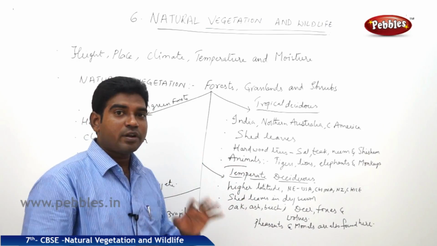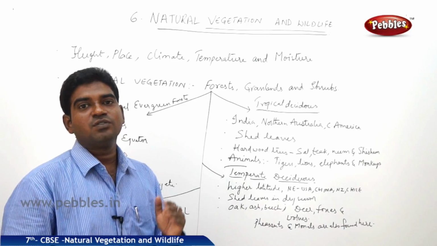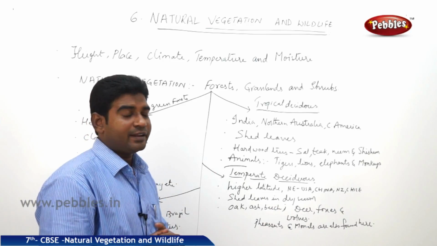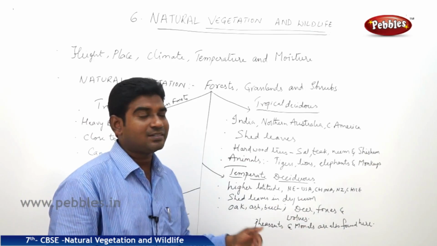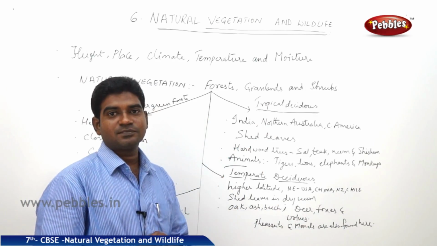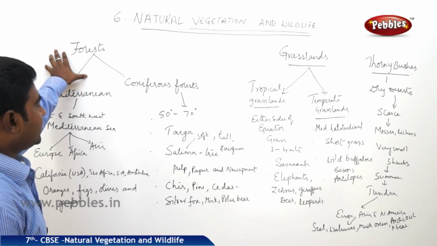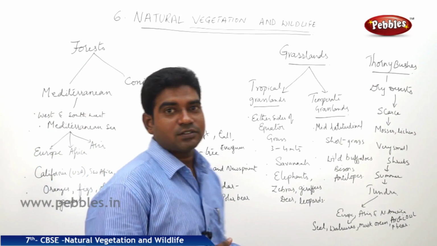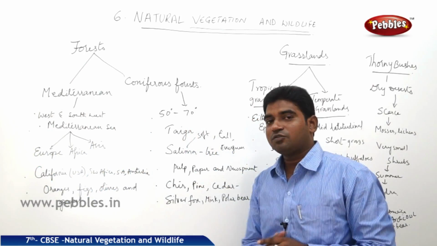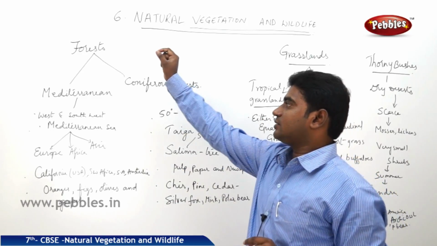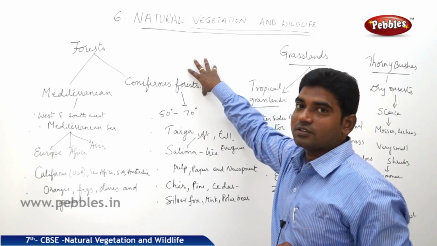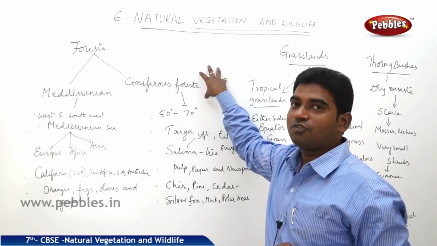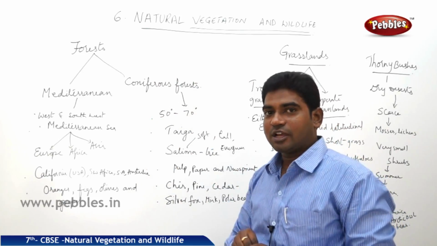These are the 4 different categories of forests which are found on our planet. Let us now learn about the other 2 categories of forest, different types of grasslands and the shrubs. Now, coming to the next 2 categories of forest, as we discussed the 4 categories earlier, we have the Mediterranean vegetation and the coniferous forest. These are the last 2 categories of forest which we are covering in this chapter.